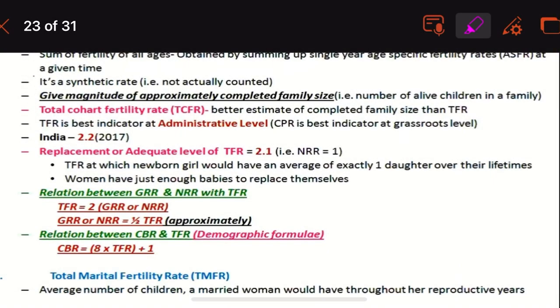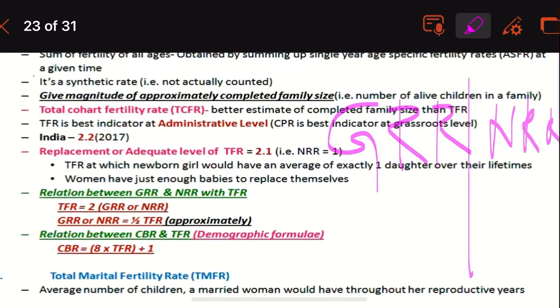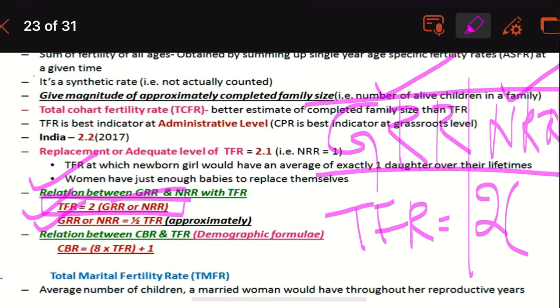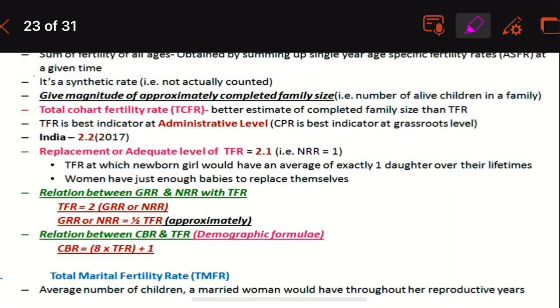We see that the gross reproductive rate and the net reproductive rate have some relation. What is this relation? The total fertility rate is equal to two times the gross reproductive rate or net reproductive rate. And the gross reproductive rate or the net reproductive rate is approximately half of the total fertility rate. So it's very clear, guys.